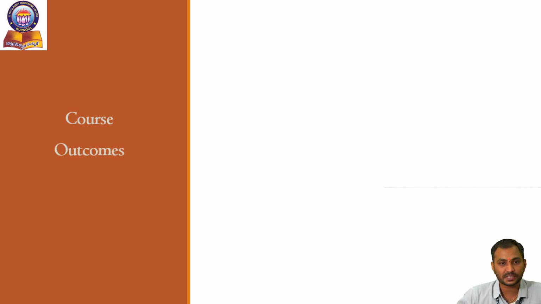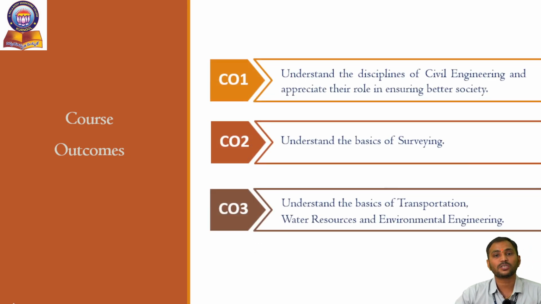Before going to the discussion of various disciplines and the role of each discipline, first of all we will discuss what the course outcomes in basics of civil engineering are. There are 3 course outcomes. The first one is that the student can understand the disciplines of civil engineers and appreciate their roles in ensuring a better society. Civil engineering is only one engineering, but within it there are various basic disciplines. We will discuss those roles in course outcome 1.